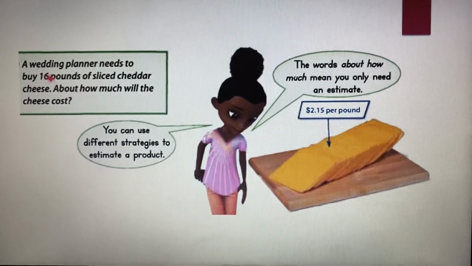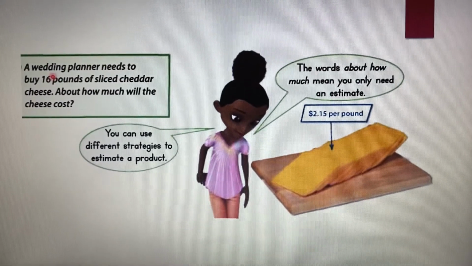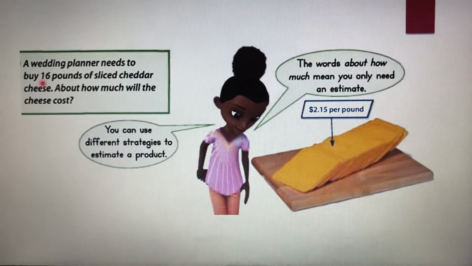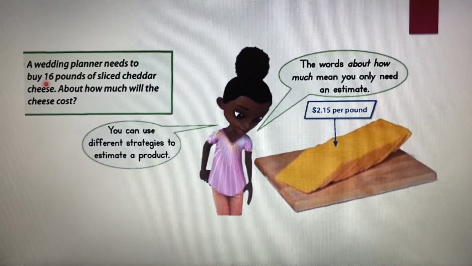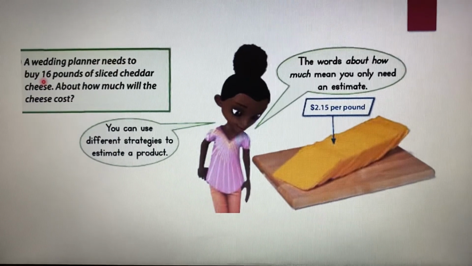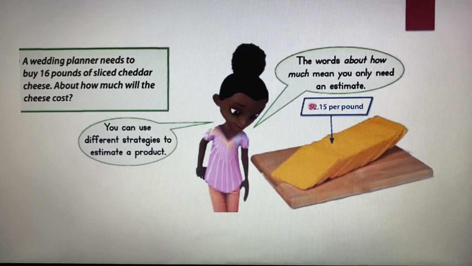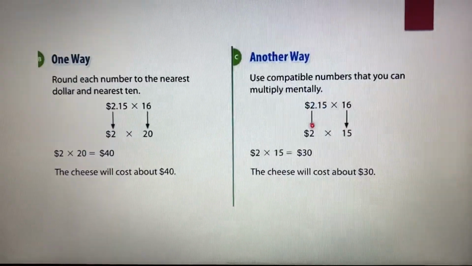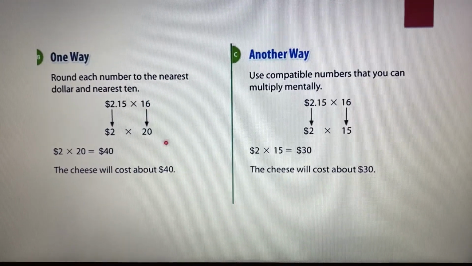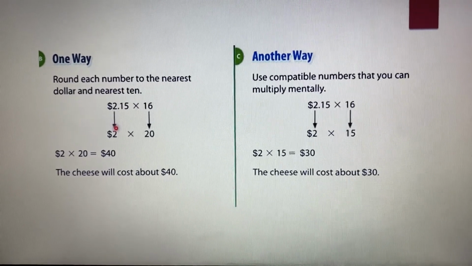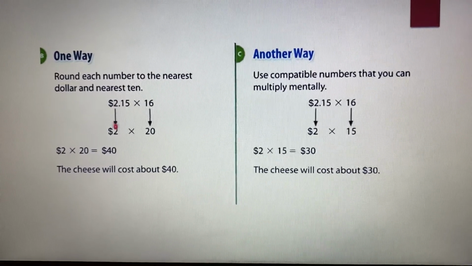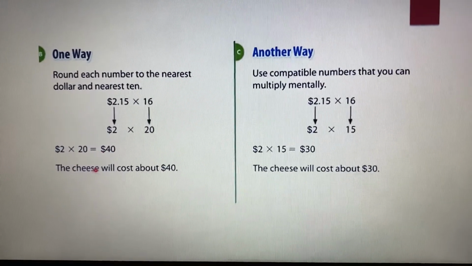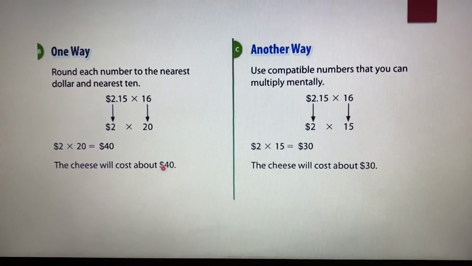Before we go to the second slide, think about 16. Look at the tens. I have 10. So 16 is between 10 and 20, but it is closer to 20. For 2.15, I look at the whole number. It is between 2 and 3, but it's closer to 2. So I multiply 2 times 20 and the answer is $40. So the cheese will cost about $40.